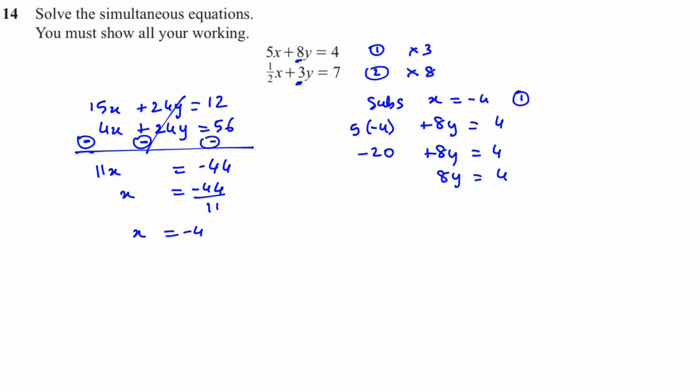The negative 20 when you bring to the other side will be positive. 8y is equal to 24. And y is equal to 24 divided by 8, which is 3. So we have x is equal to negative 4 and y is equal to 3.